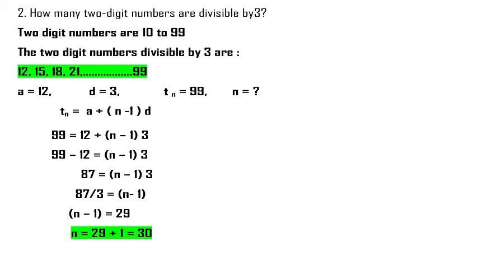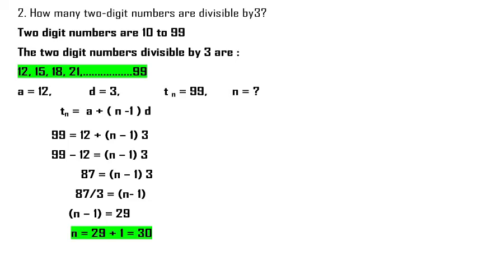2-digit numbers range from 10 to 99. From the numbers 10 to 99, the first number divisible by 3 is 12. As they are divisible by 3, the common difference is 3. List the AP: 12, 15, 18, 21. So what is the last term? The last term is 99. 99 is divisible by 3.